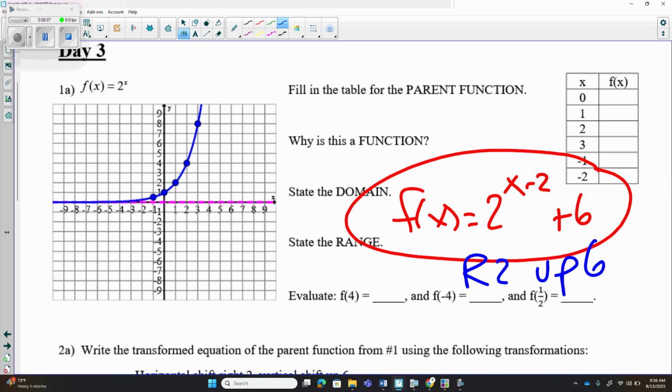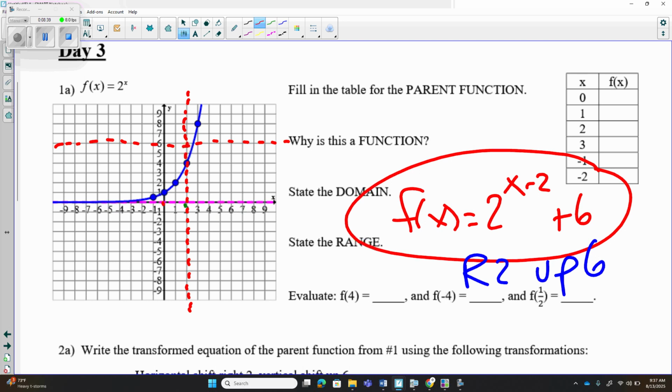Now, I don't do the table. You can do the table if you want to. But all I'm going to do here is I'm going to create a new coordinate plane. There's 0, 0 right there, right? So I'm going to go right 2, draw me a dotted line. I'm going to go up 6, I'm going to draw me a dotted line. What have I done with the origin? Shifted it right 2, up 6.